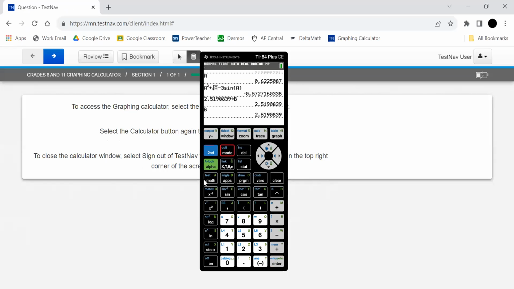I'm going to quit out of the graph menu again. I'm going to type in 4.5921992. I'm going to store that as C. And I'll check again. Yep, I've got it stored correctly. And I'll go back to my work again.